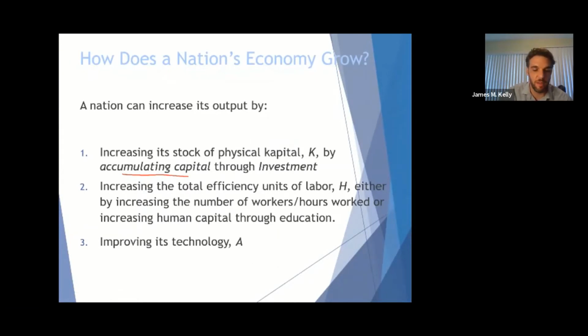Right? Investment in capital is going to lead to increases in production because workers are going to become relatively more productive if they have more capital available to them. Additionally, you can increase output through increases in labor. And this can be done either by increasing the human capital or just increasing the number of people working or the number of hours that they work.